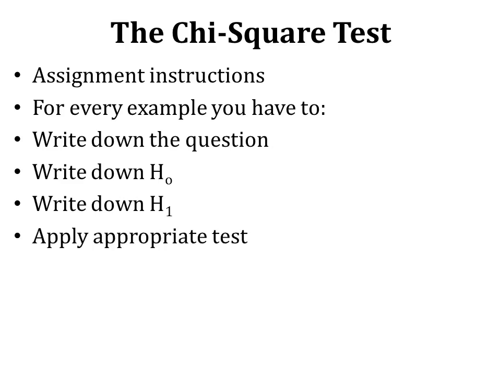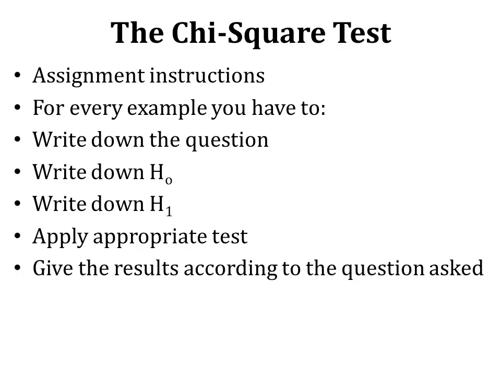And then you have to decide what kind of chi-square test you are going to use. Are you going to use the chi-square test of independence, chi-square test of homogeneity, or chi-square goodness of fit test? So you have to apply the appropriate test. And then you have to give your results according to the question asked. So remember one thing, that calculation of the chi-square value alone, the calculation of the test statistic alone in any kind of statistical analysis is not sufficient. You have to describe your results according to the question that you had put, right?